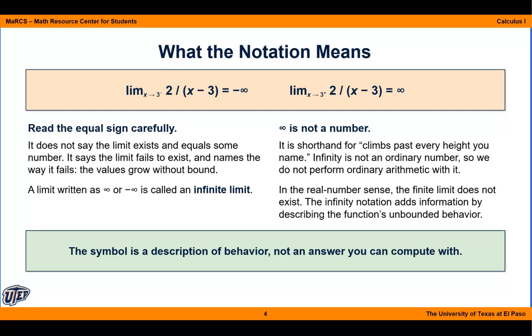The notation at the top summarizes the two one-sided behaviors from the previous example. From the left, the function decreases without bound, so we describe the left-hand limit as negative infinity. From the right, the function increases without bound, so we describe the right-hand limit as positive infinity. We must read the equal sign carefully. It does not mean that infinity is an ordinary number reached by the function. It describes how the function values behave as the input approaches the point. In the real number sense, the finite limit does not exist. The infinity notation adds useful information by telling us whether the values increase or decrease without bound. Because infinity is not an ordinary number, we do not perform ordinary arithmetic with it.